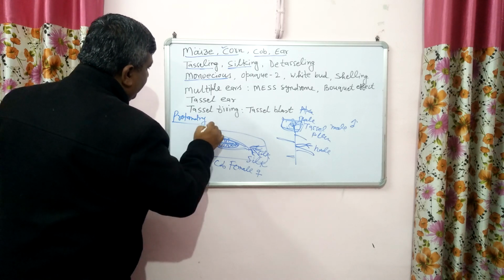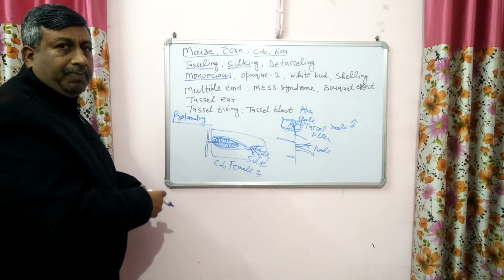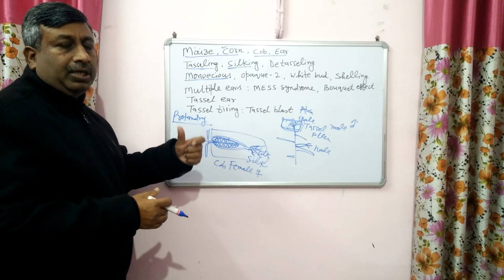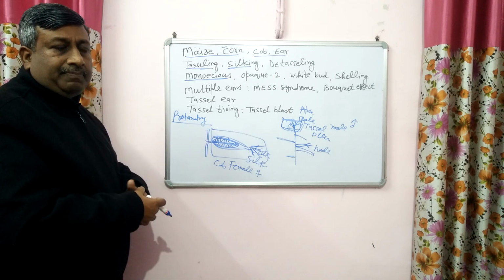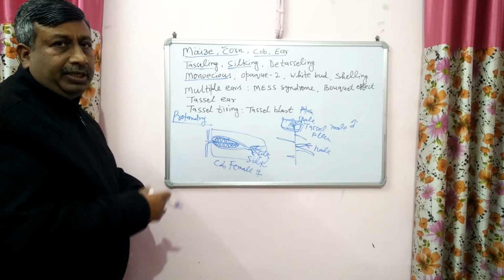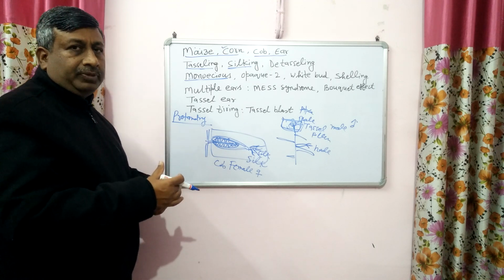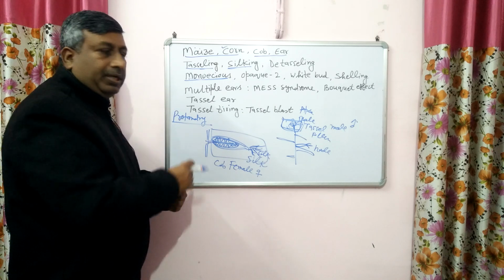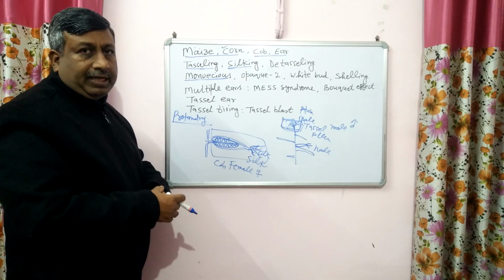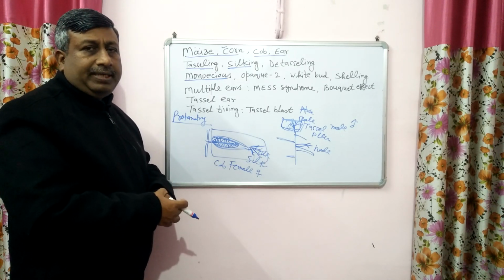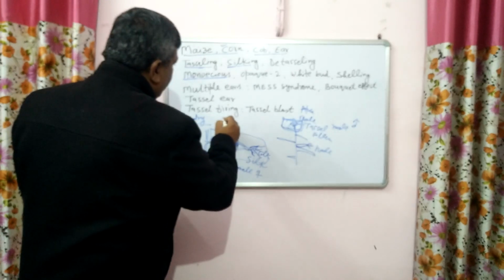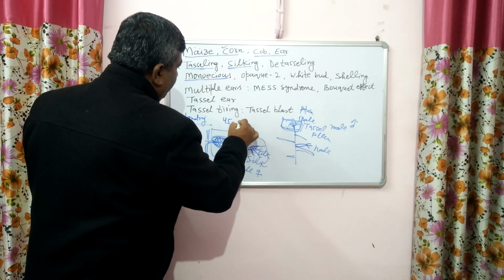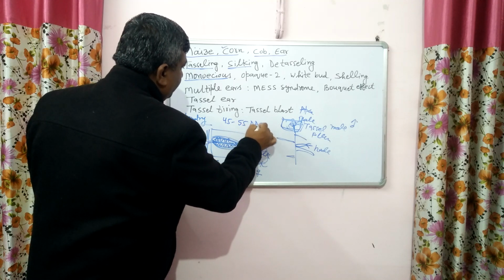Maize is of protandry nature because the male part, meaning tasseling, comes before silking. If the female comes before the male part, then it is known as protogynous nature. But maize is protandry. Here tassel comes before silking. So in kharif crop, generally tassel comes 45 to 55 days after sowing.